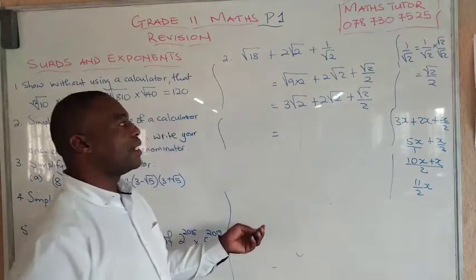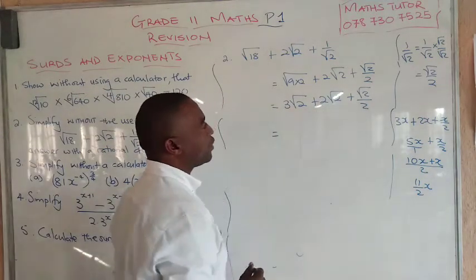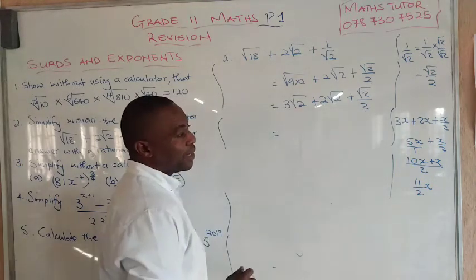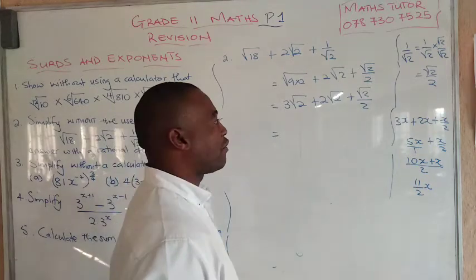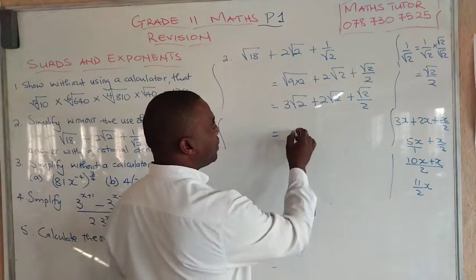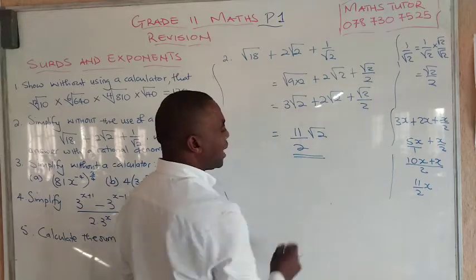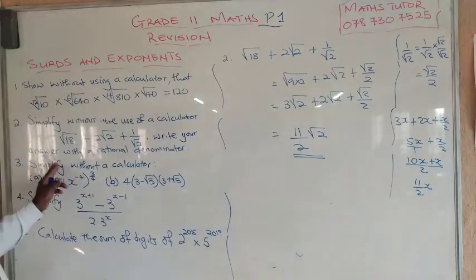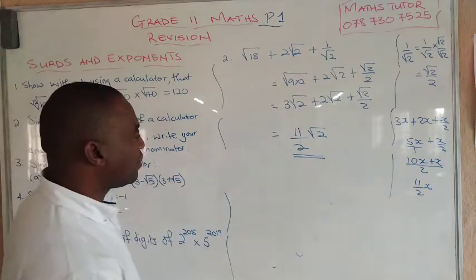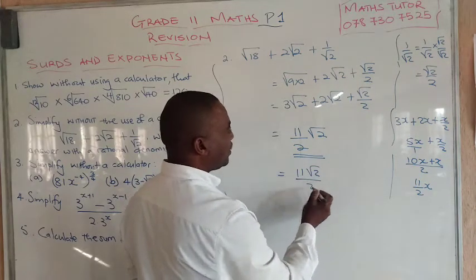So it's the same concept here. 3 root 2 plus 2 root 2, that's 5 root 2. 5 root 2 plus root 2 over 2, that is, you are adding half to 5, which is 5 and a half, which is 11 over 2. So this will be 11 over 2 root 2. That is our answer. And they said leave your answer with a rational denominator, and that is the rational denominator. You can write this also as 11 root 2 over 2.